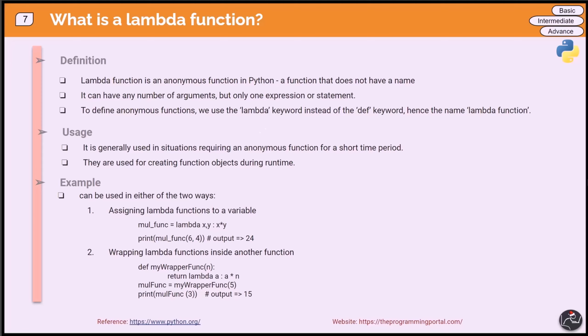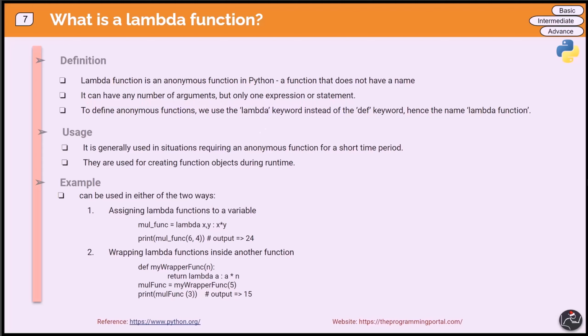There are certain things which you need to know. First thing is, it can have any number of arguments, so there is no limit on that, but we can have only one expression or one statement in a lambda function. And of course, to define this, we'll use the lambda keyword.